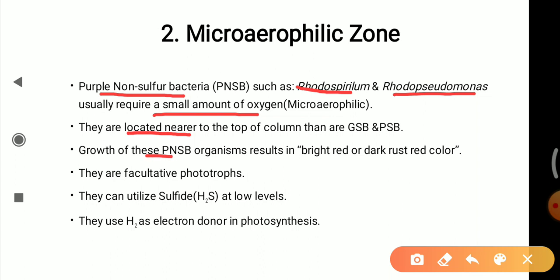Growth of these purple non-sulfur organisms results in a bright red or dark rust red color. Here we observe some bright red or dark rust red color. Purple non-sulfur bacteria are facultative phototrophs. They use sulfide at low levels. They use H2 as an electron donor in photosynthesis.